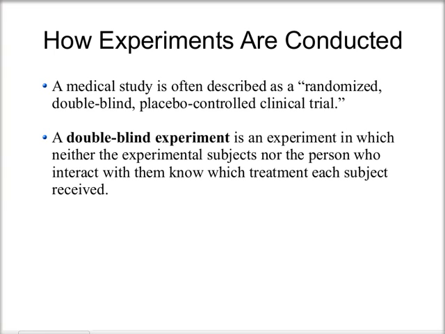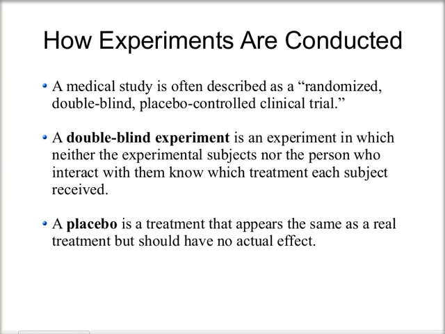So the next words in here are placebo-controlled. A placebo is a treatment that appears the same as a real treatment, but should have no actual effect. So for example, if a new drug is being tested, then a placebo would be a sugar pill instead of the actual drug that's being tested. So in this case, instead of no treatment, the control group receives a placebo treatment, which looks the same as the actual treatment that's being tested, but should have no real effect.